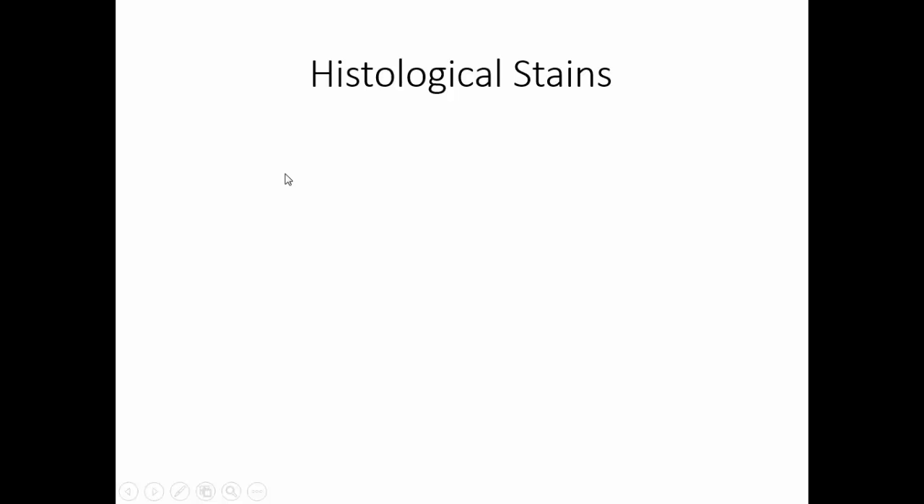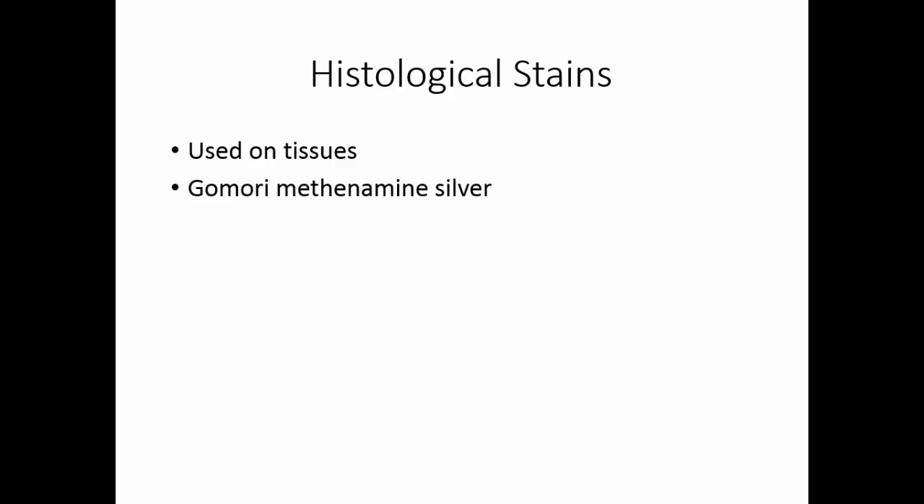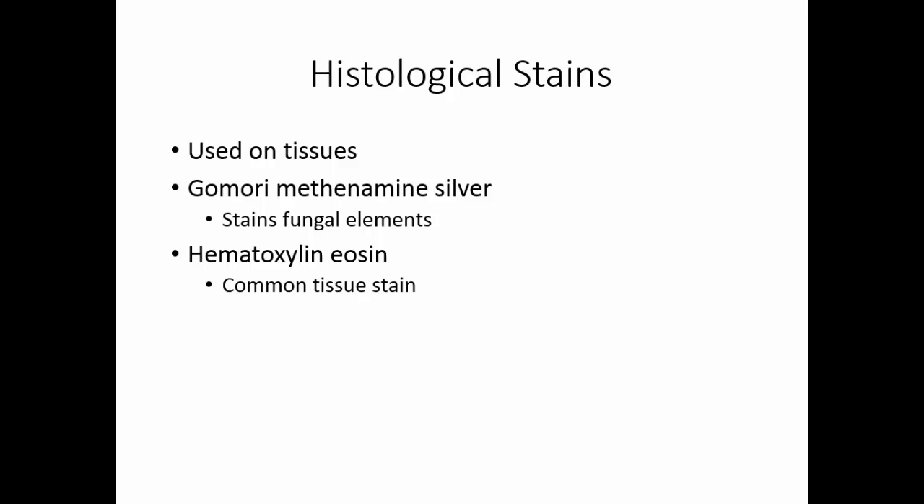Histological stains, as I said, are not typically done in the clinical laboratory. They are used on tissues. The Gomori methenamine silver stain will particularly help show fungal elements in tissues. And the hematoxylin and eosin stain is a pretty much general purpose histology stain, but if there is any kind of microorganism, it will show up using the hematoxylin and eosin stain.